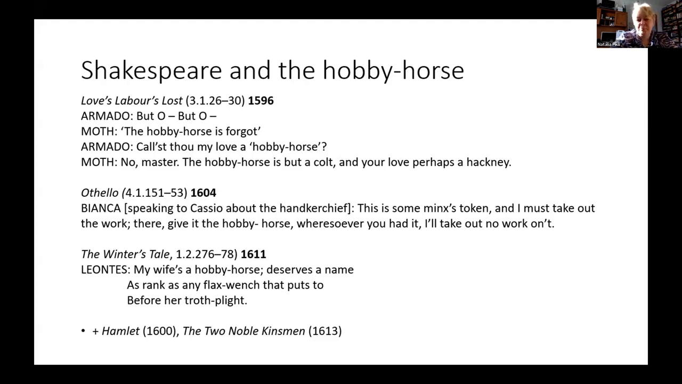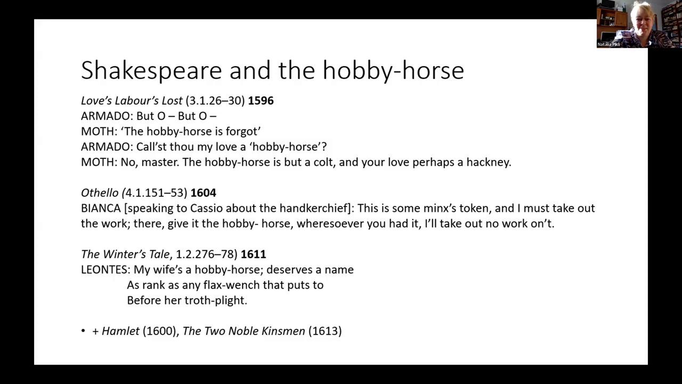And similarly in Othello, Bianca, the prostitute in Venice, refers to another prostitute with the word hobby horse. And even more painfully, Leontes the king in The Winter's Tale refers to his own wife as a prostitute with the word hobby horse. But there is always much more context behind to delve into. But because time is flying, I will just have time to talk about one and the most famous reference to the hobby horse, which comes in Hamlet.